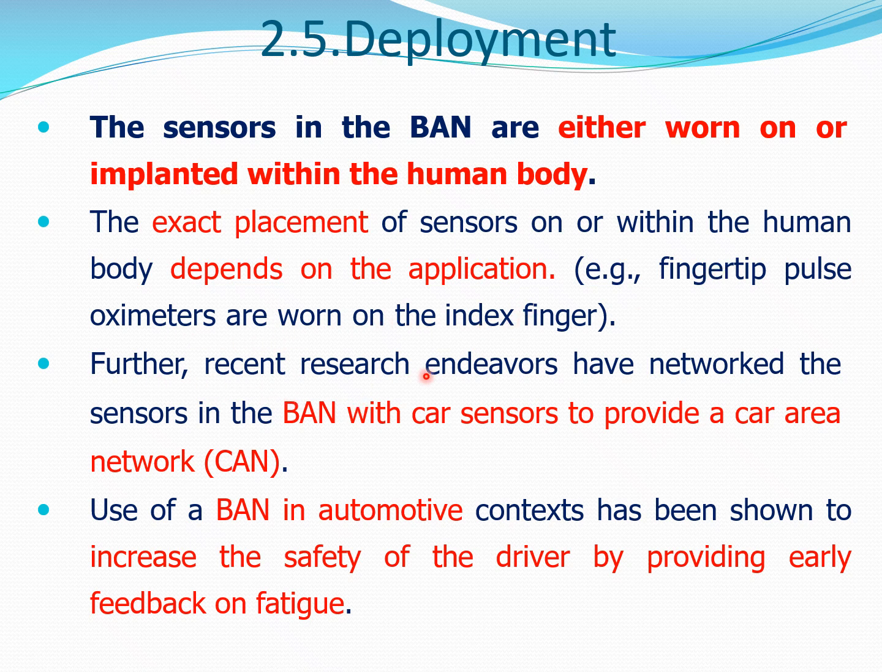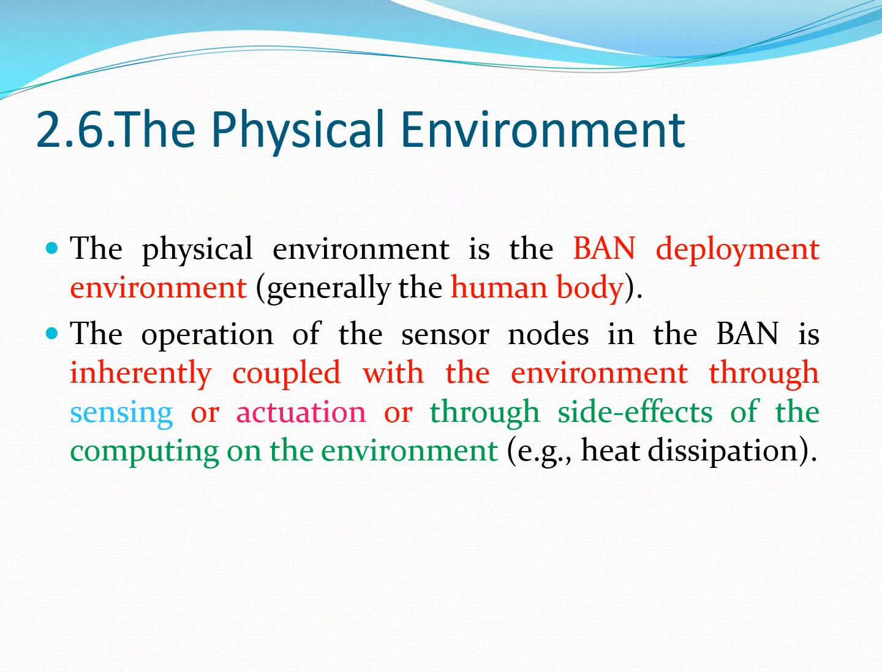Further, recent research endeavors have networked the sensors in the BAN with car sensors to provide a car area network. We use BAN in the automotive context also to increase the safety of the driver by providing early feedback on fatigue.